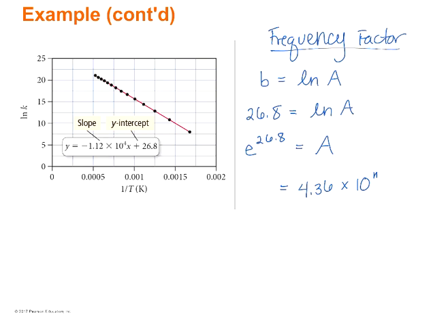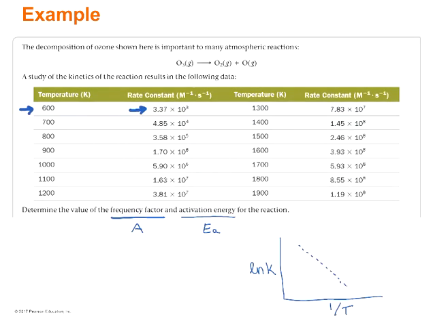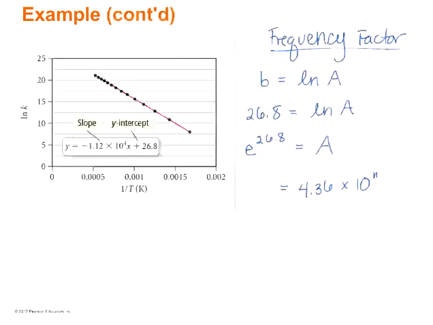Now, the frequency factor will have the same units as the rate constant. And earlier, we saw that the rate constant had units of inverse moles per liter per second. So our frequency factor will have the same units. So we can just write that next to our value. Okay.